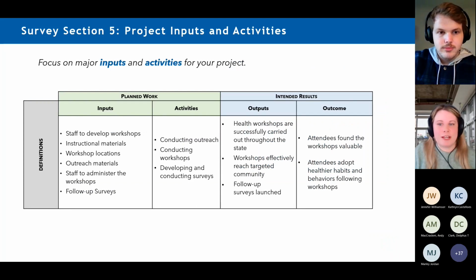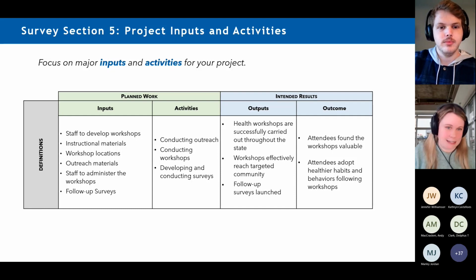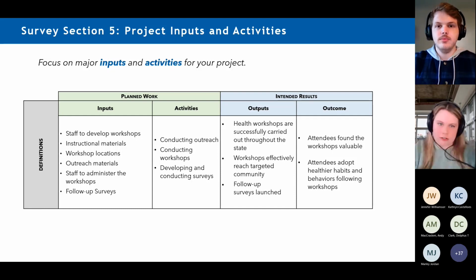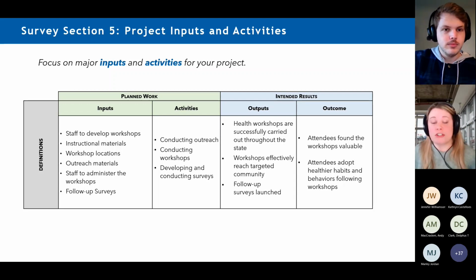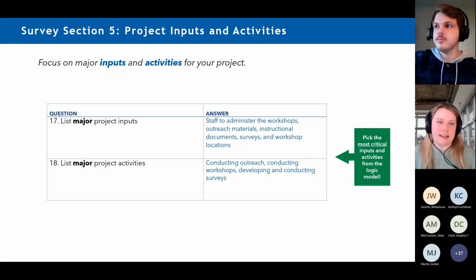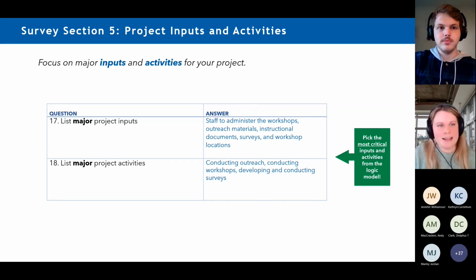Section 5 relates to the project inputs and activities. So we're going to go back to our handy dandy logic model. I've copied just the first row from our logic model for our fictitious example here. As you can see, we have a lot of inputs and activities, but that was during the initial brainstorming. And so for answering this question in the survey, we're going to pick our most critical ones. So we picked our most important inputs and activities, and we copied and pasted them into our template.